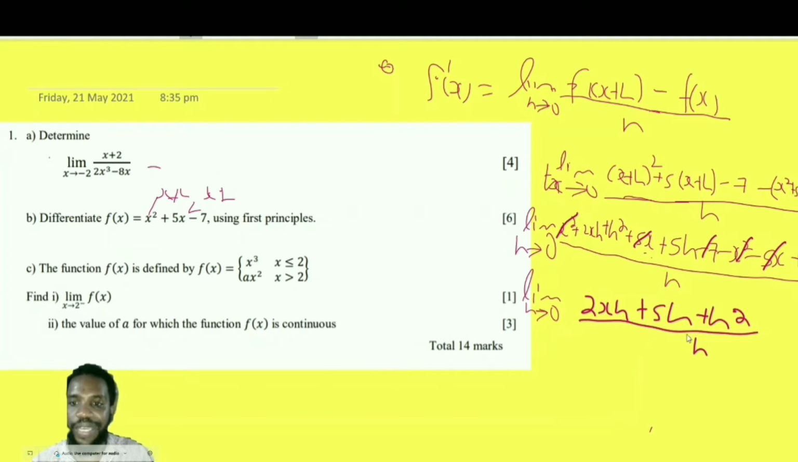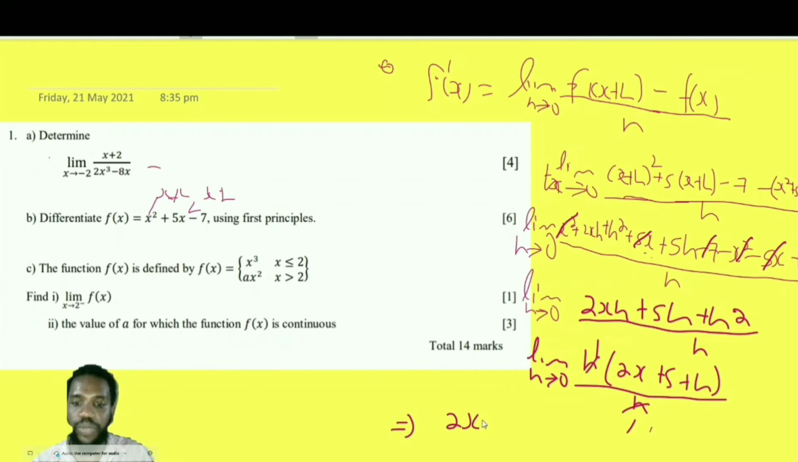Now of course I'm going to look to see what I can do here with this h. And of course h is common in the numerator. So one concept that we use very popularly is the concept of factorization. I'm going to have a limit as h tends to 0. Factor out an h. I'm going to have 2x plus 5 plus h all over h, right? H is being eliminated. So all I have to do now is simply input the 0. So I'm going to have 2x plus 5 plus 0, which would imply that f prime of x from first principles would just be 2x plus 5.